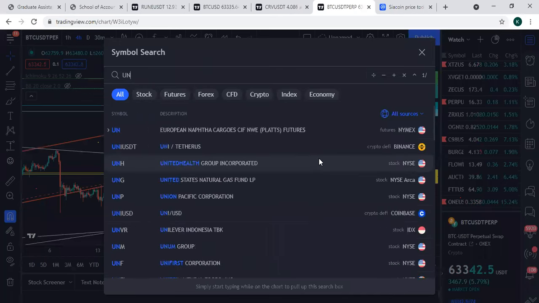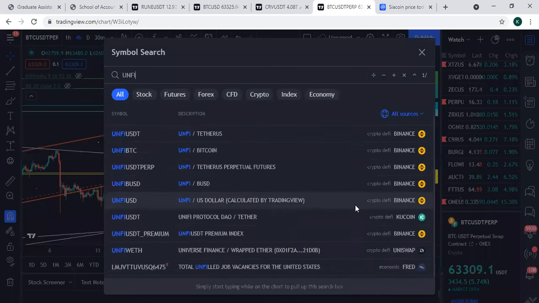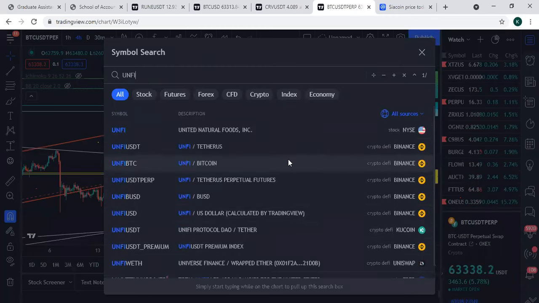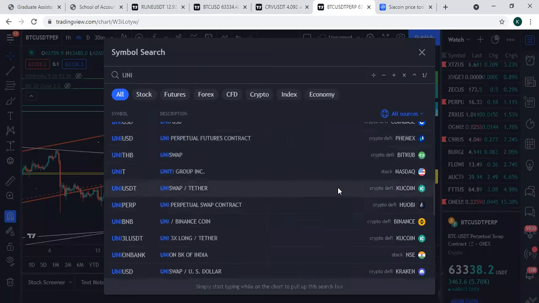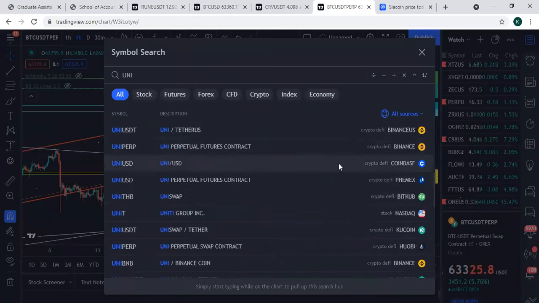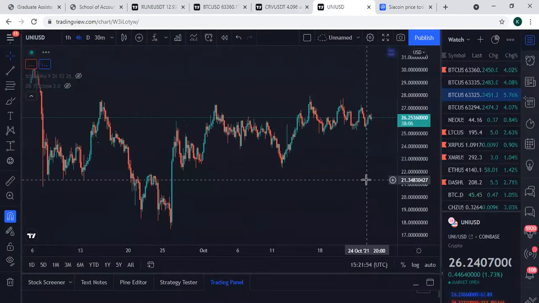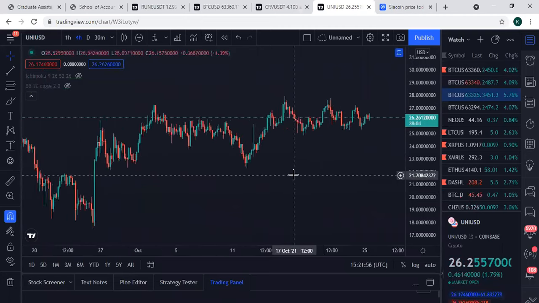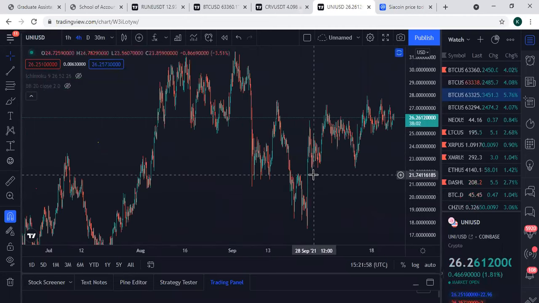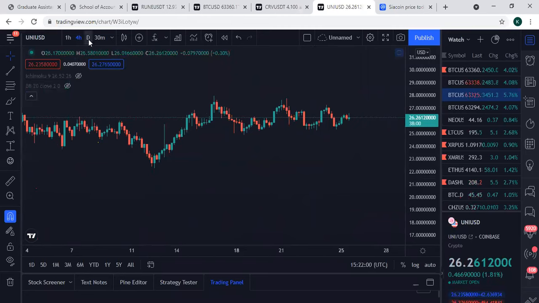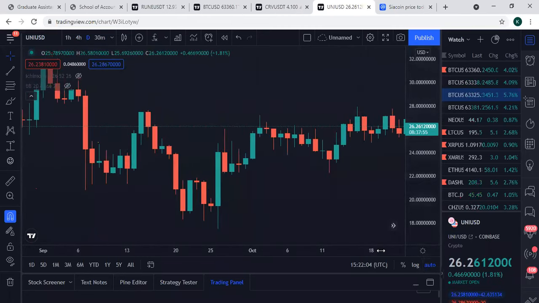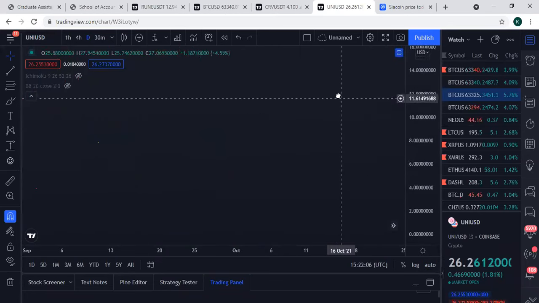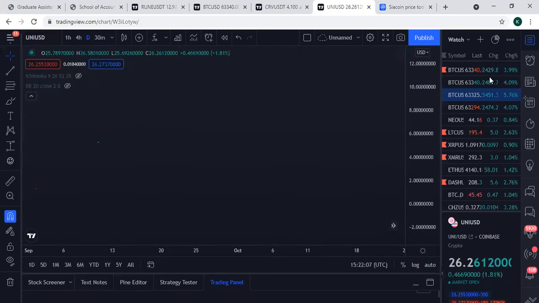Let's go to another exchange. We find an empty chart. Let's come here. Okay, perfect. So this is an empty chart now, and let me go to daily.